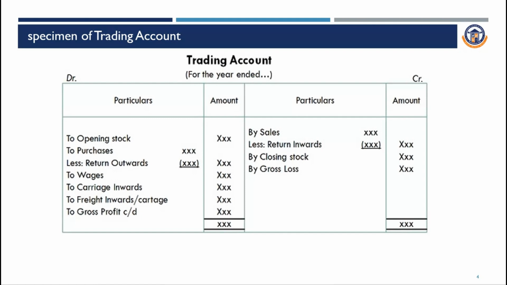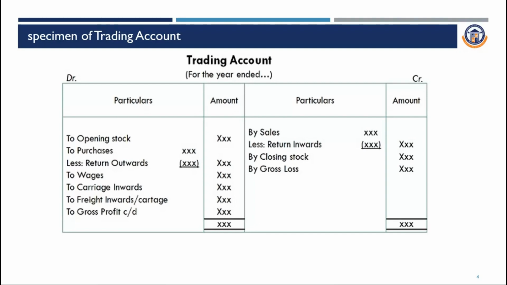Direct expenses are nothing but the expenses incurred for manufacturing the products. Direct income means the income generated through sales, that is, direct sales. On the debit side come opening stock, purchases, purchase return, wages, carriage inward, freight inward, etc. This side also shows the gross profit, which is the difference between the debit and credit sides. On the credit side, sales return and closing stock.